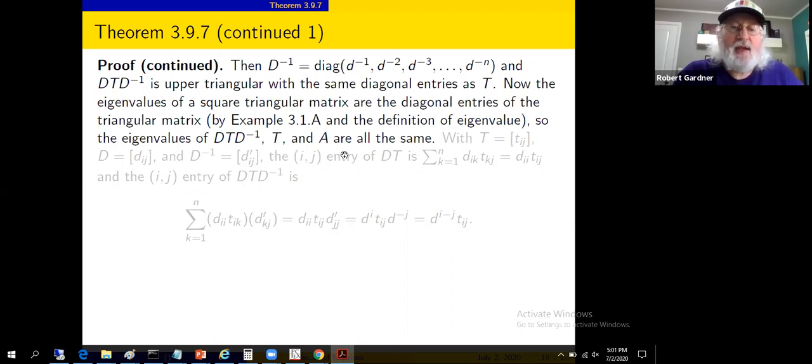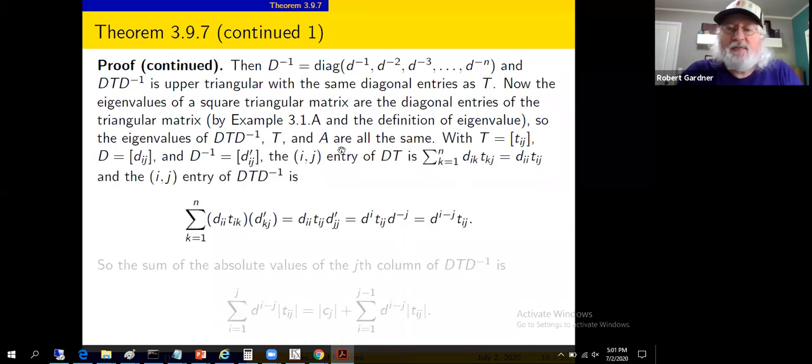Okay, so what we got out of that last claim, D T D inverse, T, and A, they all have the same eigenvalues. They're all c1 through c sub n. They're the diagonal entries of these two matrices. I don't know about matrix A. I know it has those as its eigenvalues. I doubt they're along the diagonal in matrix A, though.